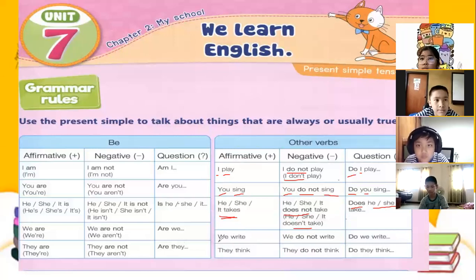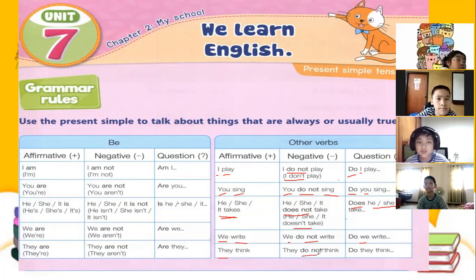Now another sentence, we have the subject we: we write. The negative will be we do not write. The question sentence will be do we write, while we are asking. Then another subject like they think. The negative would be they do not think. Do they think? That is the question sentence. So you have to remember, students, with I, we, you, they, we are going to use do. If it is negative, we use do not. And if it is a question, do comes before the subject.